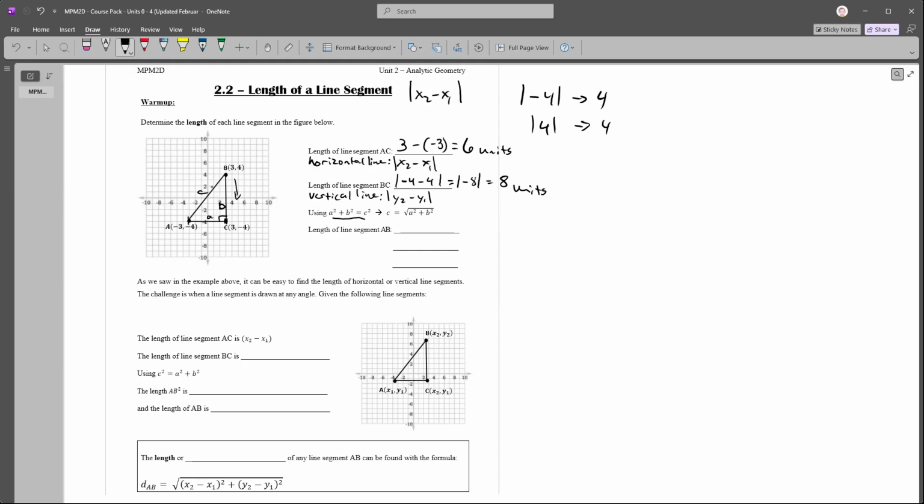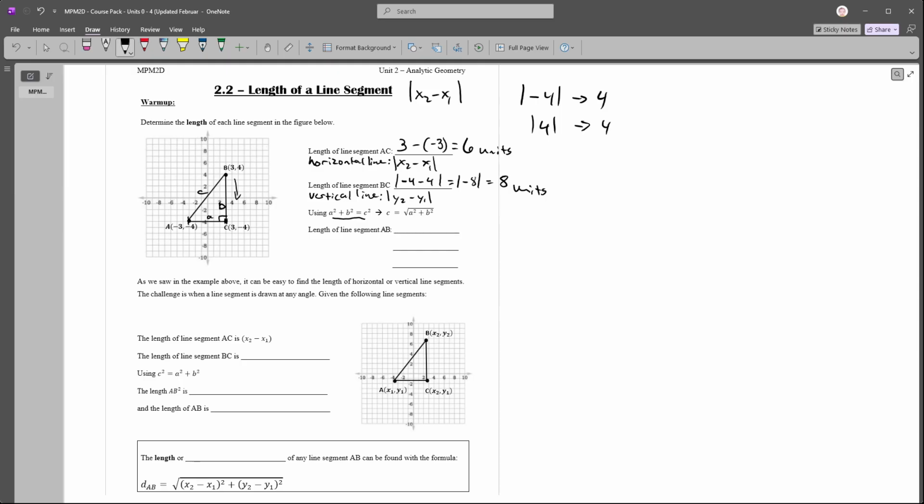Now we're trying to calculate for c, so if we rearrange this equation, the a and b stay where they are, but because we have c squared, we have to take the square root of both sides. So the value of c is equal to the square root of a squared plus b squared. Okay, so what does that actually mean?